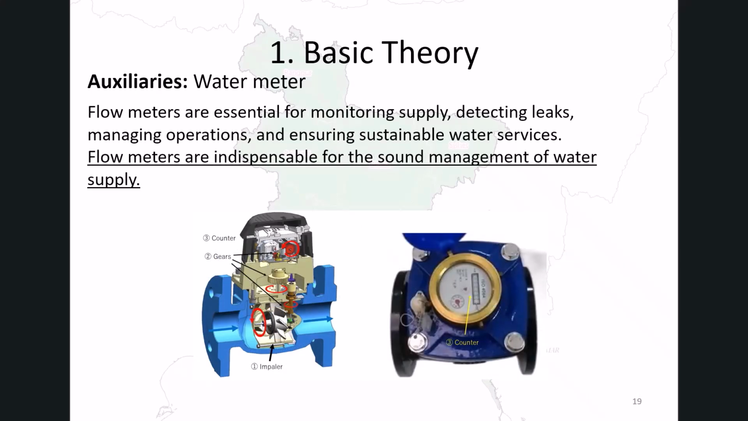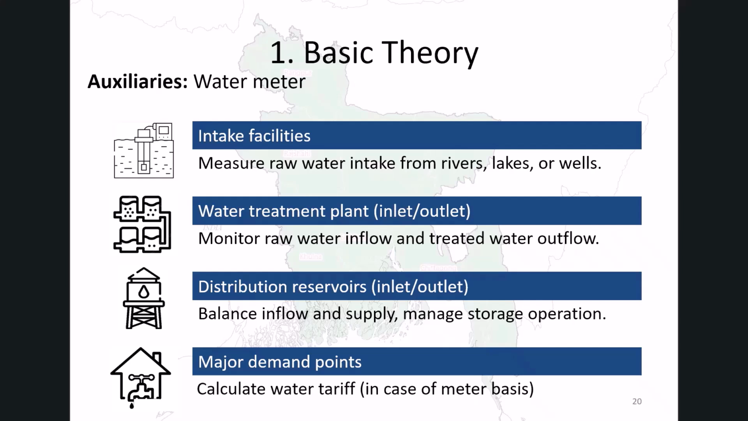Flow meters are essential for effective water utility management. They enable supply monitoring, leak detection, efficient operation, and the provision of sustainable water services. Water meters measure flow at key locations such as intakes, treatment plants, reservoirs, and distribution zones. They are vital for leak detection, non-revenue water management, and accurate billing. Proper maintenance and regular calibration are essential for reliable data.